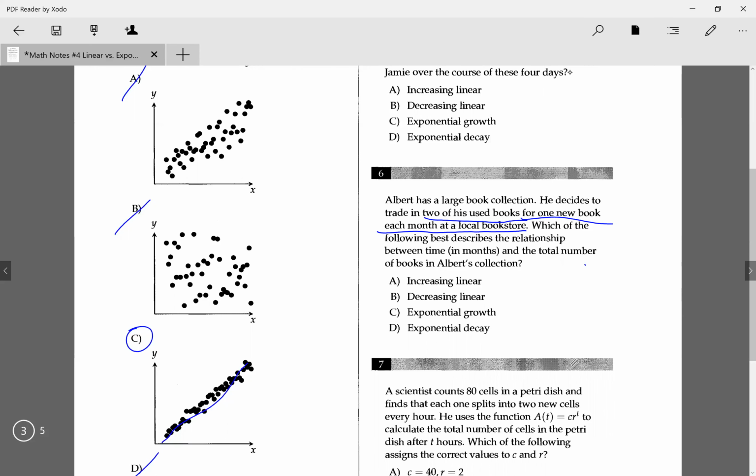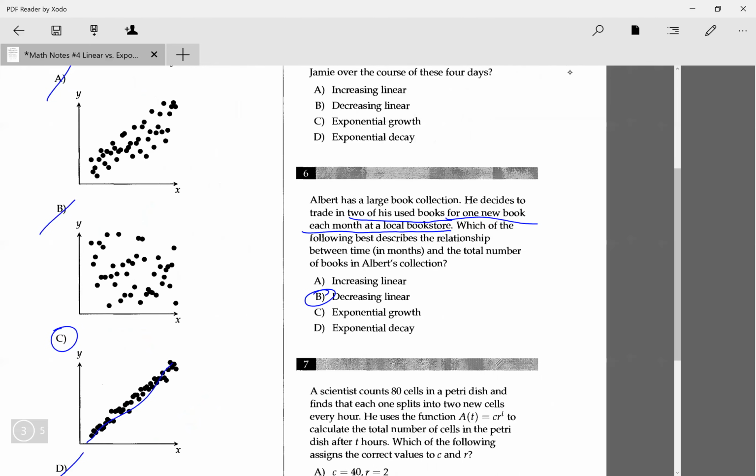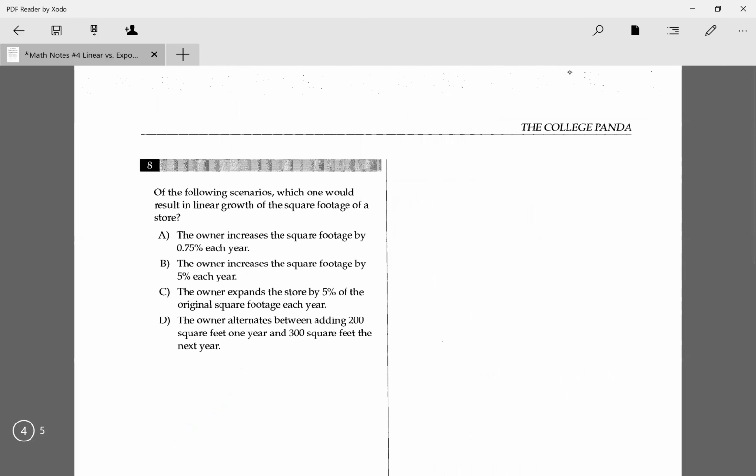So if you see, it constantly goes down by 1 each month. Because first he got 9. Next he loses 2 books, that's 7, but he gains 1 more book, so it's 8. So if you see, he's losing constantly 1 book per month, which is a constant decrease, which is representative of decreasing linear. That's number C. And the last one I'm going to do is number 8.